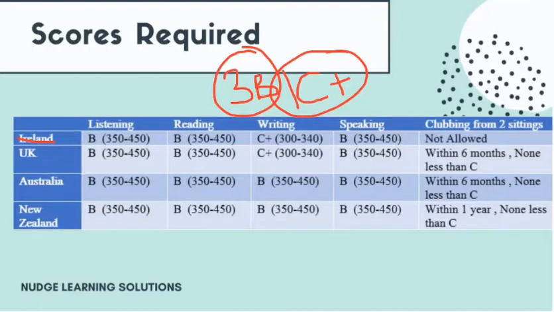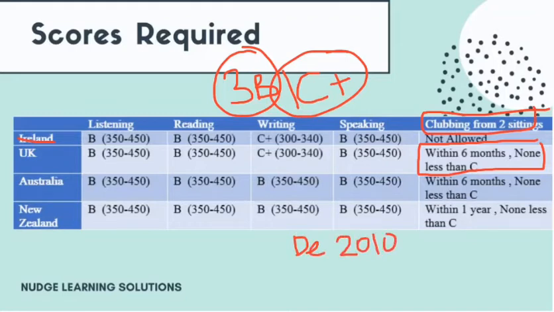in any of the components, any of the subtests of the OET. But one advantage with regard to the UK is they allow clubbing. Clubbing means, suppose you took a test in December 2010 and suppose you got B, C plus for reading, for writing and speaking. Suppose you got this score. If it's the case in Ireland, you won't be eligible. Your English requirement is not satisfied.